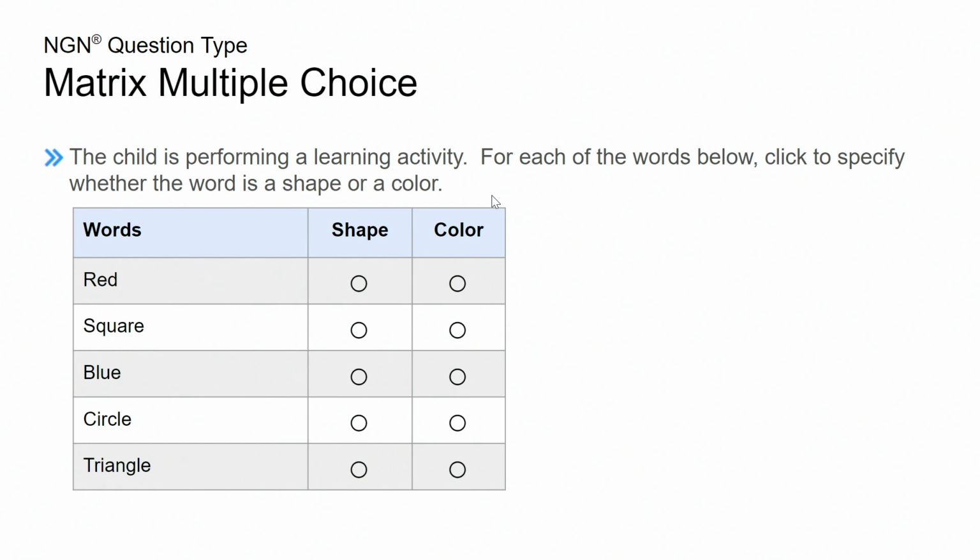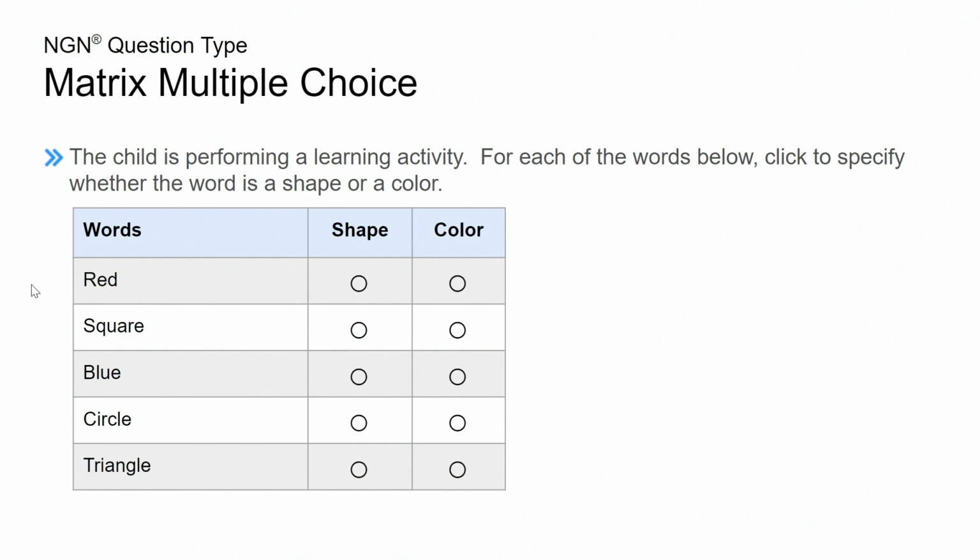This is our sort of silly fun example before we get into a more clinically realistic one. This one is about a child performing a learning activity. So we're asking the child to identify shapes versus colors. The actual structure of the item is just two columns: an overarching umbrella category, and then you pick out what fits under that category. So for each of the words below, click to specify whether the word is a shape or a color.